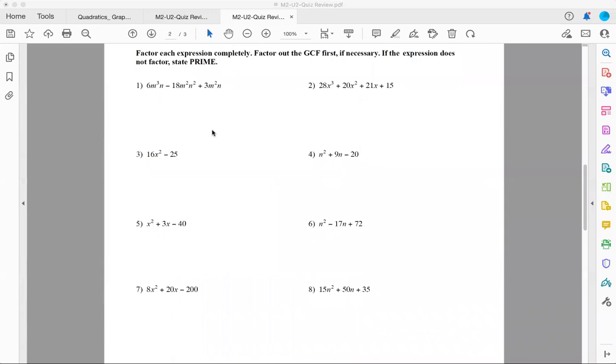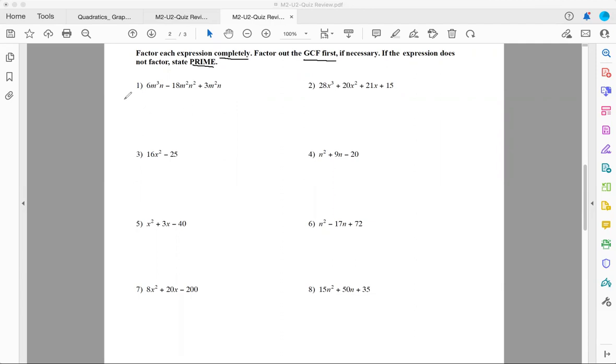So it says factor each completely, factor out the GCF first if necessary, and then if the expression does not factor, state prime. That means say it is prime. So factor each completely means factor until you can no longer factor, but before you factor, find out first if they have what? The GCF, if the terms have a greatest common factor. And if it doesn't factor, say prime. So let's apply this to number 1.